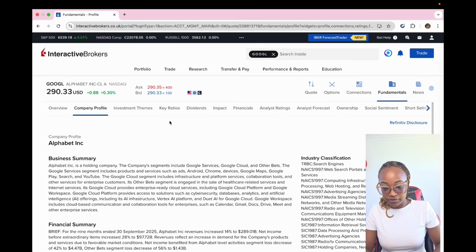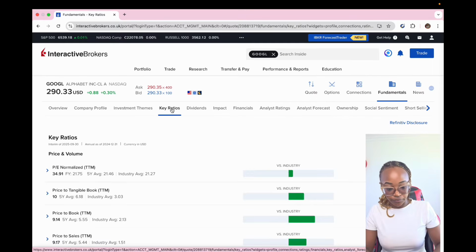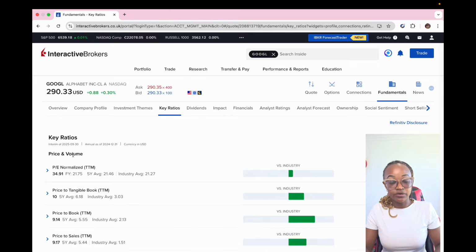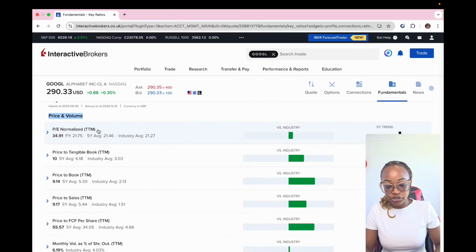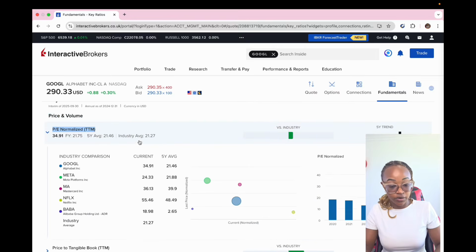The next one, we're going to look at key ratios. When you look at key ratios, this is where you understand whether a company is healthy, efficient, or fairly valued. Now, we have various key ratios. For instance, we have the price and volume one. So I'm going to talk about the PE ratio because that is the common one.